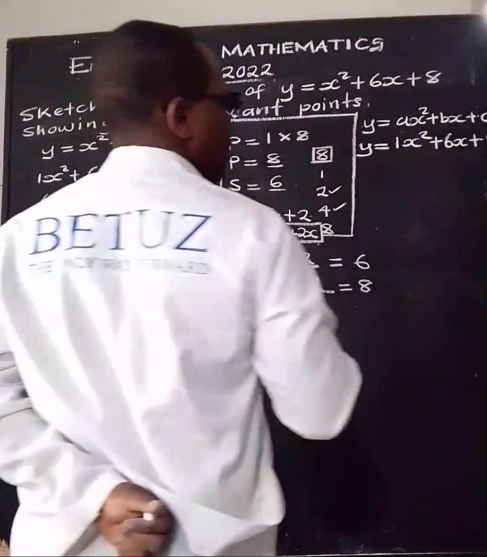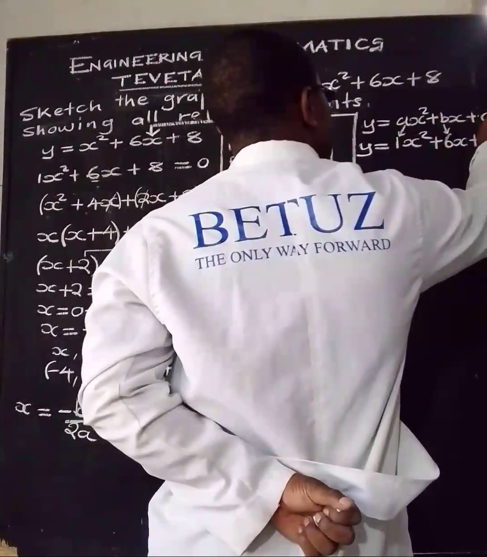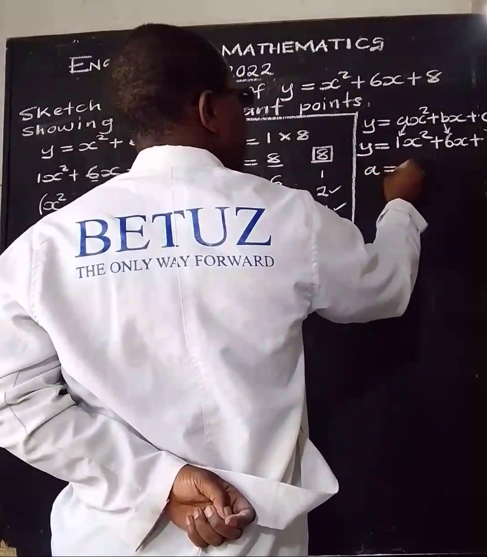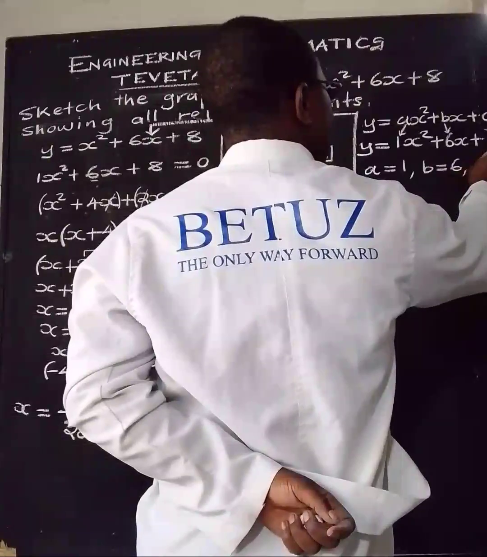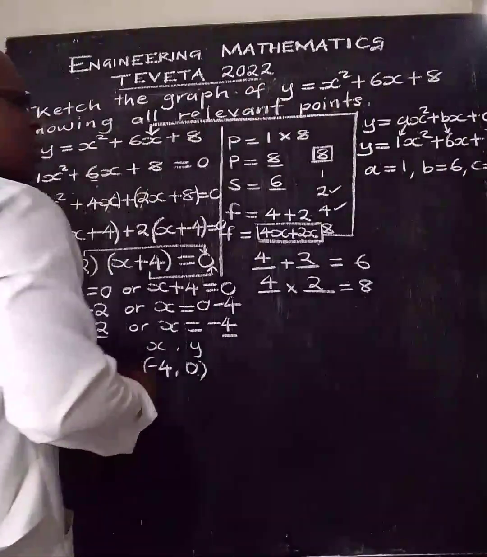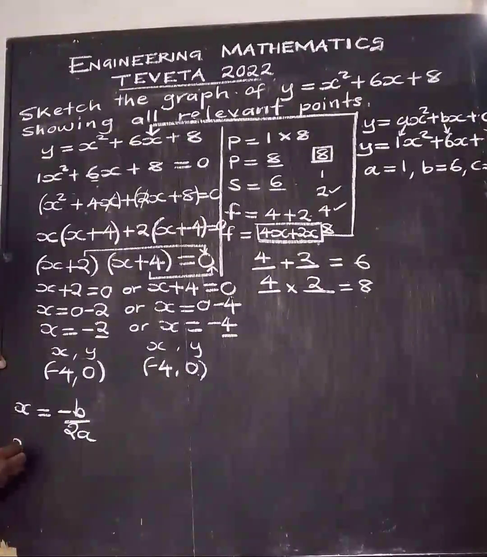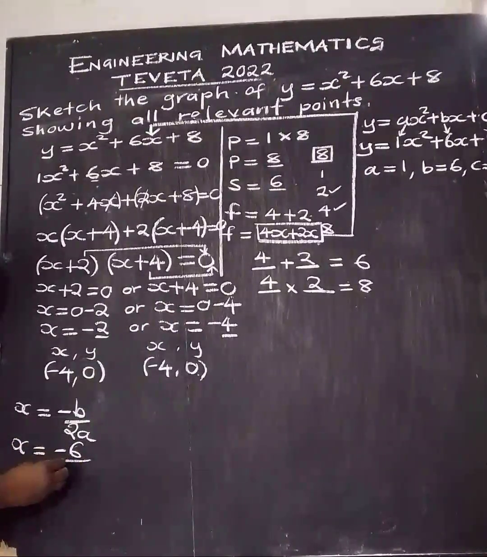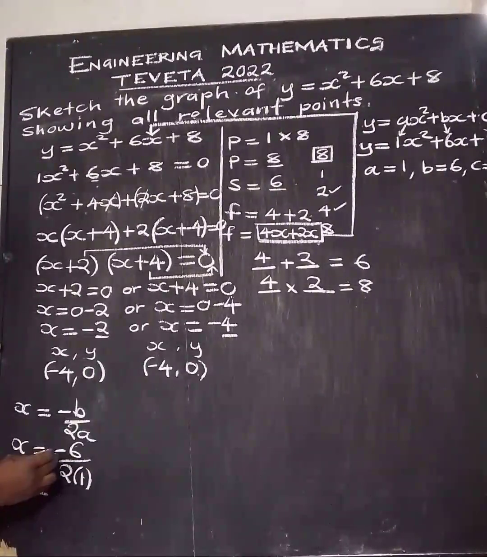So what does it mean? Our a is positive 1, our b is positive 6, and our c is positive 8. This is what we're saying. Take note. So we can move on and say x is equal to negative b, what is our b? 6. So negative 6 over 2a. What is our a? Our a is 1. So x is equal to negative 6.